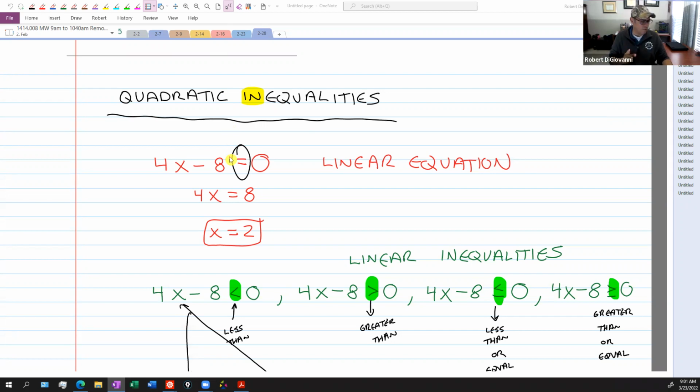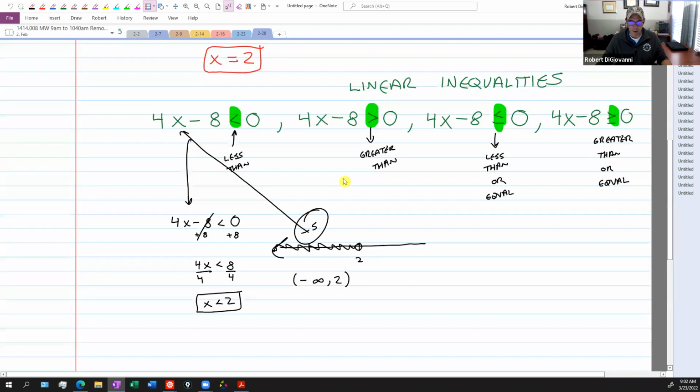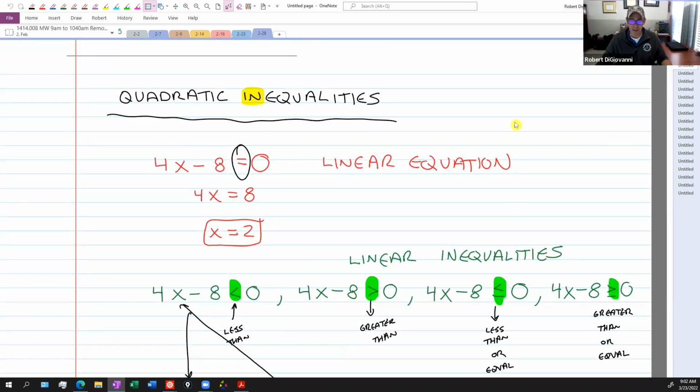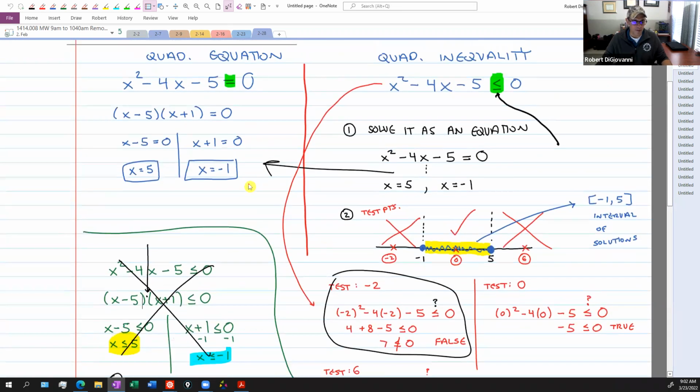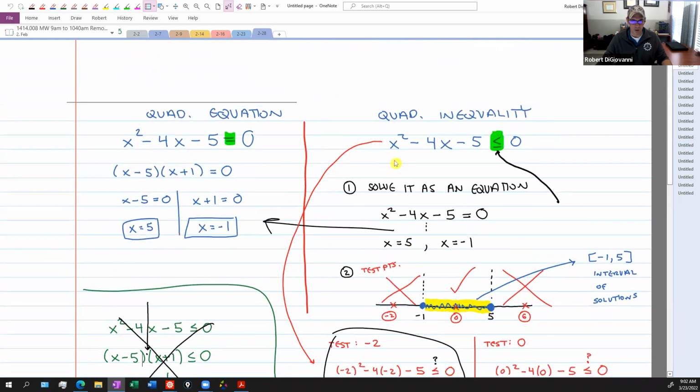I wanted to point out something before we start: back on February 28th, we covered something called quadratic inequalities. If you look back in your notes, you'll see how we went about solving quadratic inequalities, and that it was different than solving a quadratic equation. I showed you a side-by-side comparison.